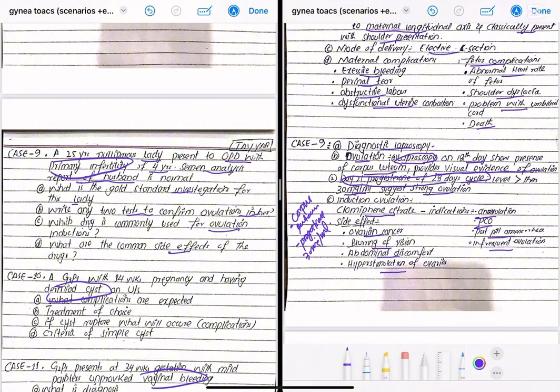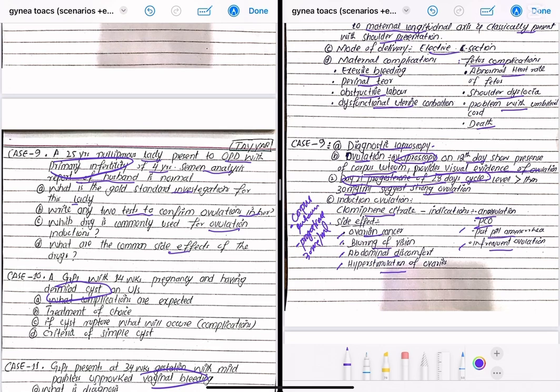Now, which drug is commonly used for ovulation induction? So this is clomiphene citrate. And what are the side effects of clomiphene citrate? So it is ovarian cancer, blurring of vision, abdominal discomfort, hyperemesis of the ovaries, infrequent ovulation, PCOS, and post-pill amenorrhea.